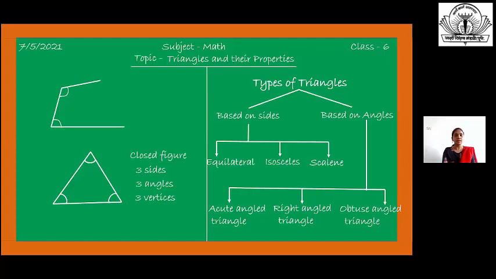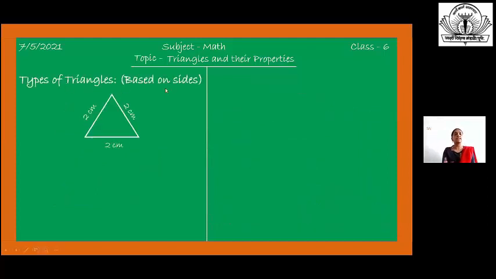Now here, types of triangles based on sides. Here I have drawn a triangle. Can you spot some similarity in the measures of the lengths of these sides? Equal length, ma'am. Yes, all three sides here are equal. All the three sides are of 2 centimeters. So this side is equal to the second side and the third side also. All of the three sides are equal to each other.